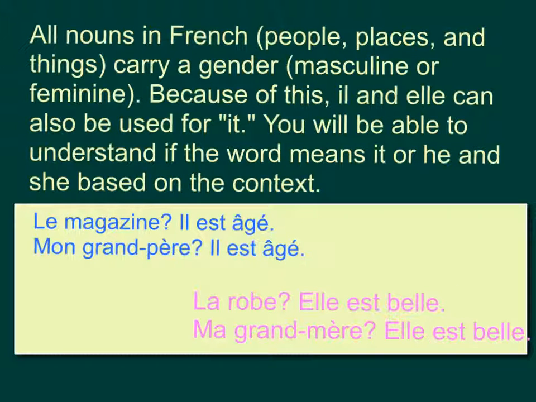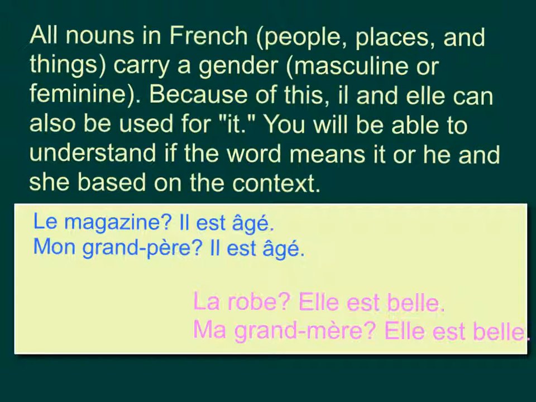Now, something important to keep in mind is that all nouns in French, okay, nouns are people, places, and things, carry a gender, okay? So all nouns can either be masculine or feminine, right? Because of this, il and elle, usually meaning he or she, can also be used for it. You'll be able to understand if the word means it or he and she based on the context.